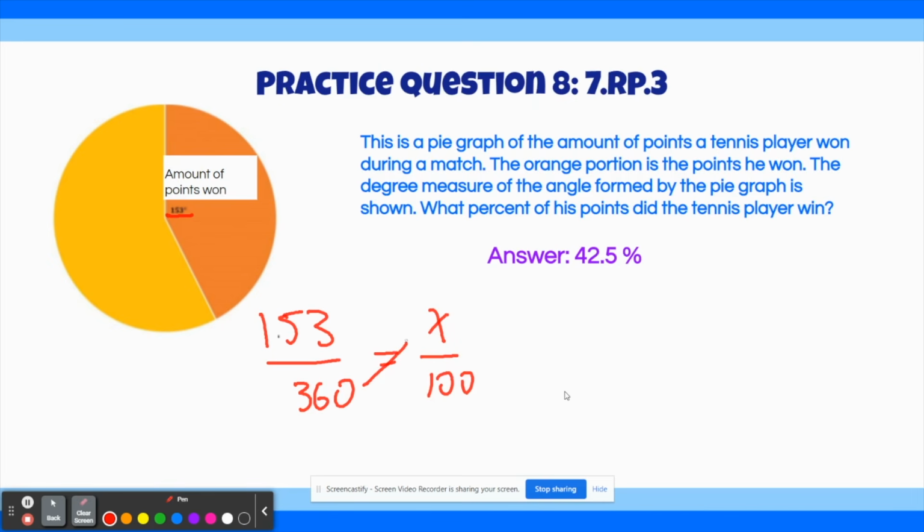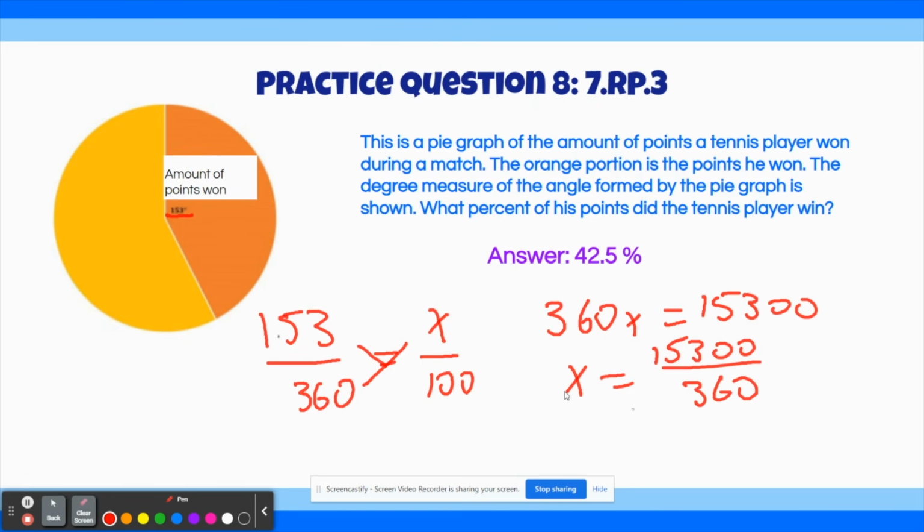Now we can cross multiply and we get 360x equals 15300, and now we divide both sides by 360 to isolate x, and we get x equals 15300 over 360, which equals 42.5. And remember, this is a percent, so we need to put a percent sign after our final answer.